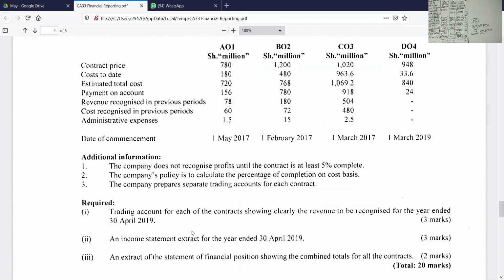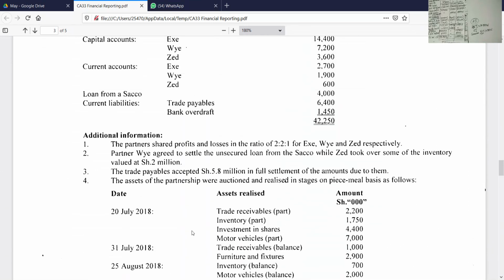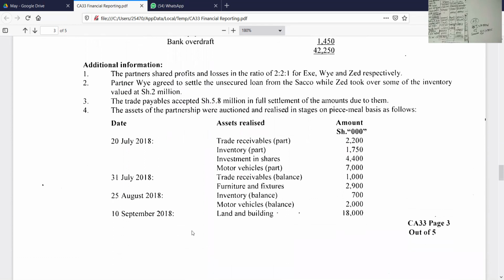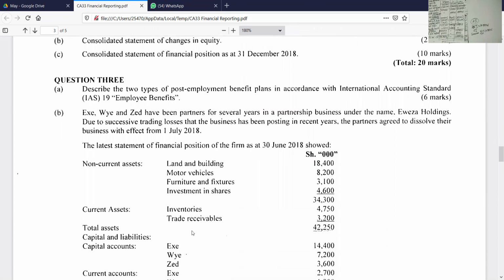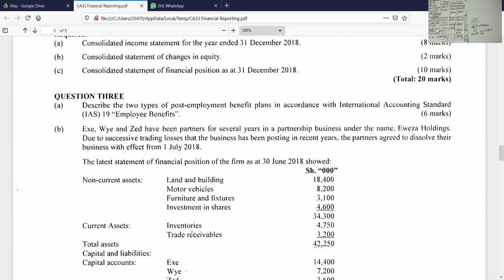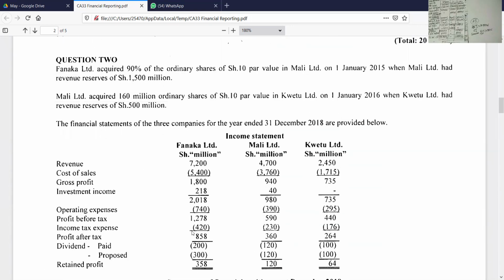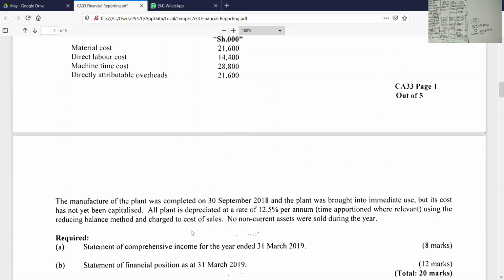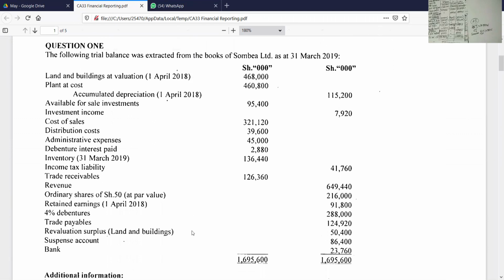Because I can see in this sitting again, other than contract, they tested partnership. This is all about dissolution. This question 3, these are about partnership, dissolution of a partnership. Then question 2 was consolidation. That one we have done. Even dissolution of a partnership, I have already tackled that. Then group accounting, we have done that.